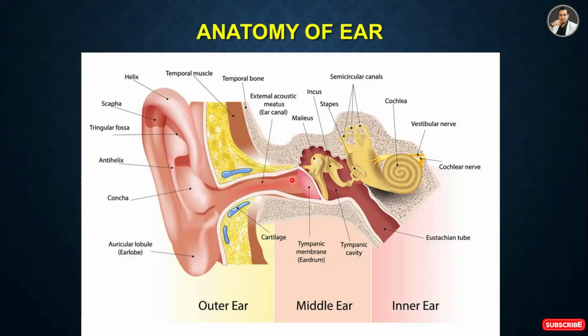The external acoustic meatus can be infected. The temporal bone can be infected. There is a muscle under the bone. There is fat under the skin. The shape of the outer ear can be affected.